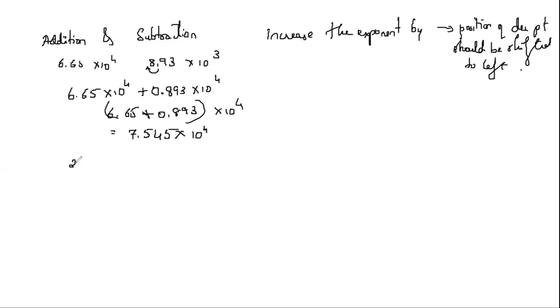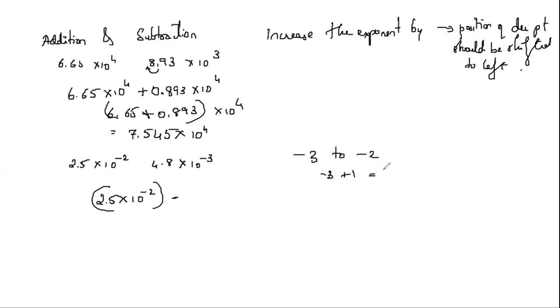For example, 2.5 into 10 raised to minus 2 and 4.8 into 10 raised to minus 3. So I want to bring it to minus 2, let me say. So 2.5 into 10 raised to minus 2. This is one number. I have to subtract. Now see, minus 3 should be brought to minus 2. That means you are going to add again. You are increasing the exponent. So which is the biggest number here? Minus 2. So you are going to add: minus 3 plus 1 becomes minus 2.